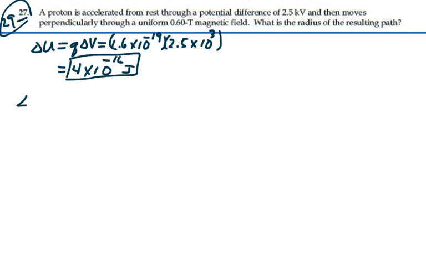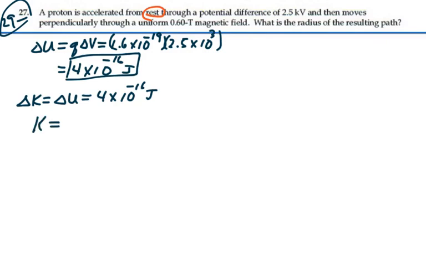In this case, the change in kinetic energy will be equal to this change in potential energy, and that also will be 4 times 10 to the minus 16 joules. Since our initial kinetic energy is 0, we start from rest, that means that our final kinetic energy will be equal to this change in kinetic energy.